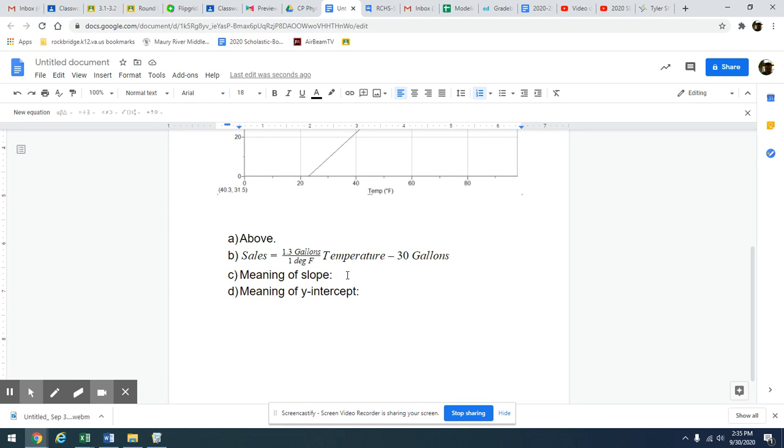Meaning of the slope. What does the slope mean? I'm going to read from the bottom up. For every increase of 1 degree Fahrenheit, the sales increase because it's positive. When we read the bottom, that's always going to be an increase of 1. But the top could be increase or decrease. Here it's going to be an increase, sales increase by 1.3.